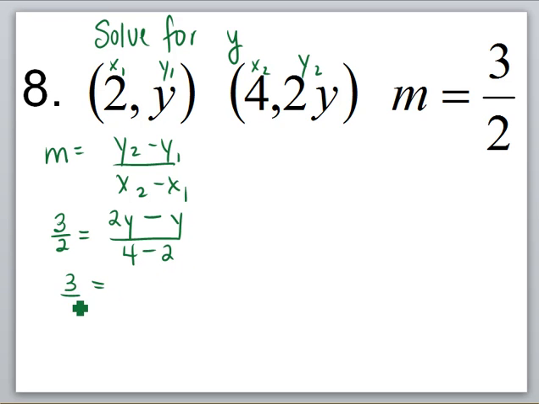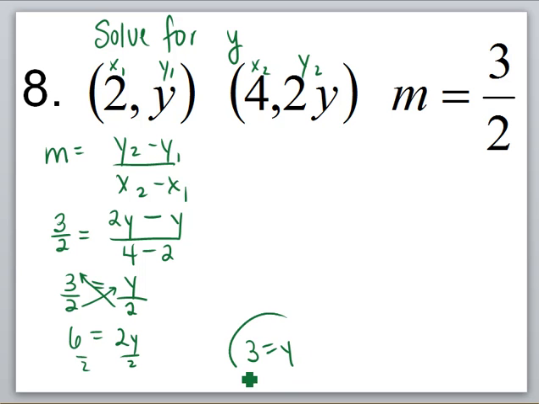I end up getting, this just stays 3/2. 2y minus 1y is just a plain y. 4 minus 2 is 2. The way I'm going to solve this is using cross products that we use in proportions. Because if a fraction equals a fraction, I end up getting 6 equals 2y. And then I'll divide by 2 on both sides. And I get my y value is equal to 3.